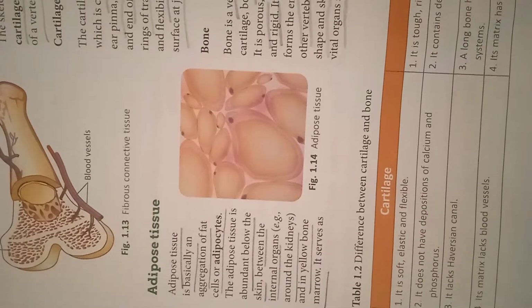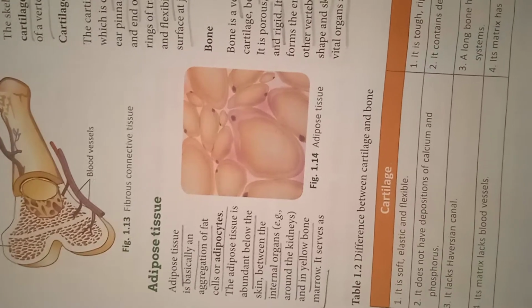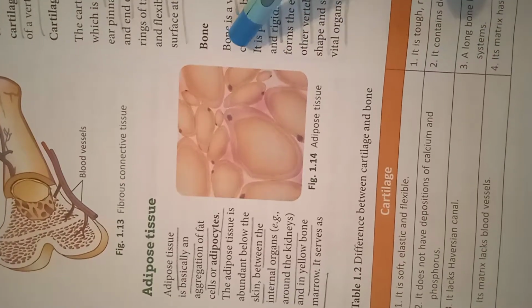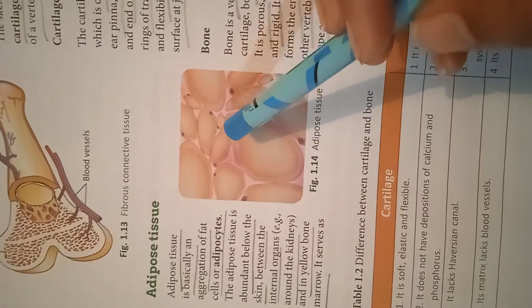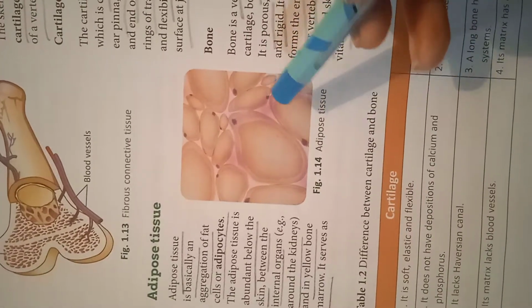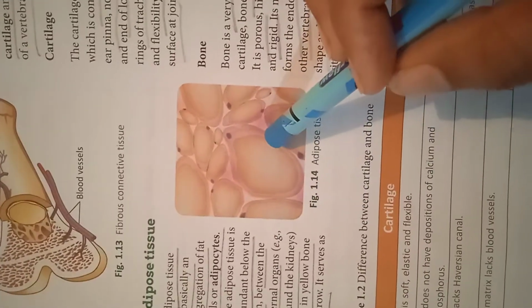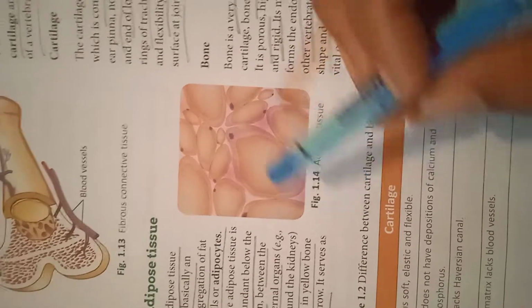These fat cells or adipocytes are very abundant just below our skin, and in the internal organs also they are found, like around kidneys and in yellow bone marrow, and they act as a fat reservoir. Whatever extra fat is there in our body, it gets stored here, and it keeps the visceral organs.